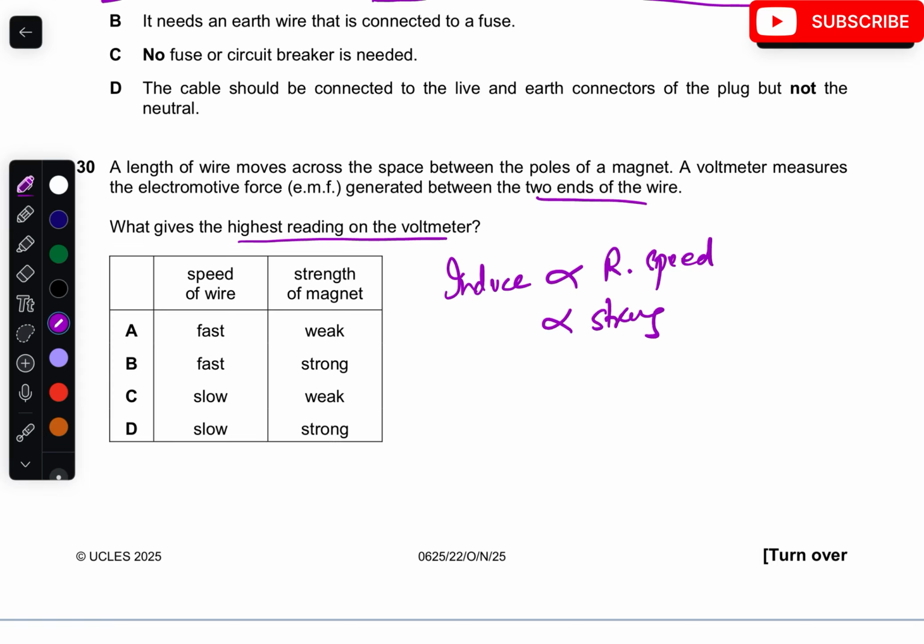32. The diagram shows the coil in a DC electrical motor in two positions. As the coil rotates through 180 degrees, the direction of the current in the coil reverses from clockwise to anti-clockwise. Which part of the motor is responsible for reversing the current? Okay, so this is from the DC motor. When the coil changes its position, the direction of current will also be reversed to make possible the continuous rotation of the coil. So we use a split ring commutator in that. Okay, it's option D.